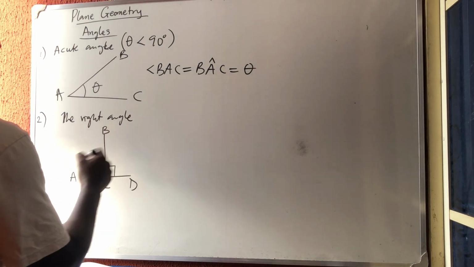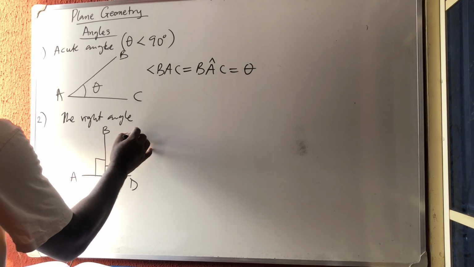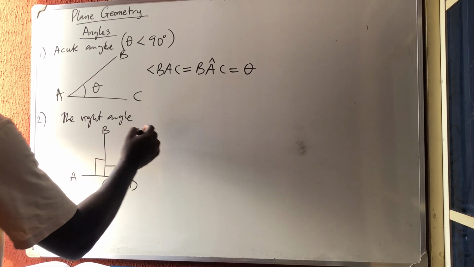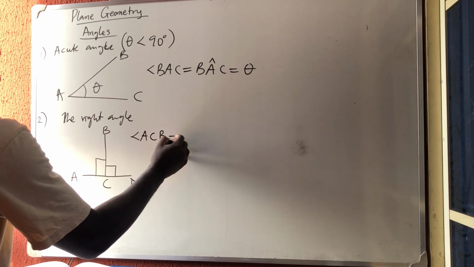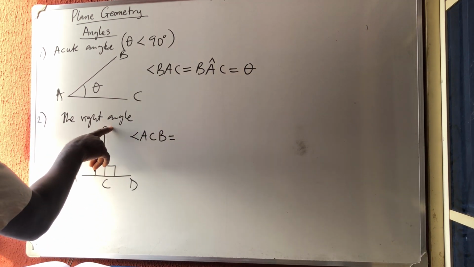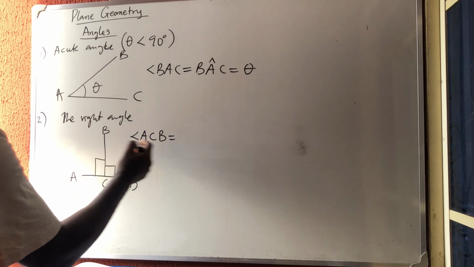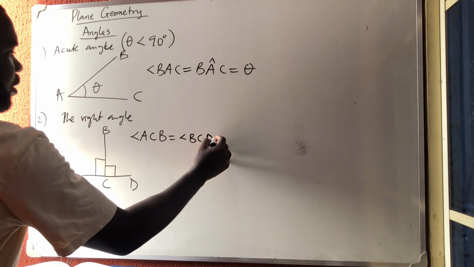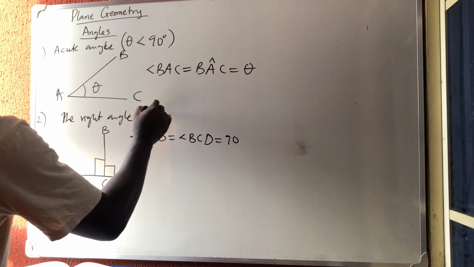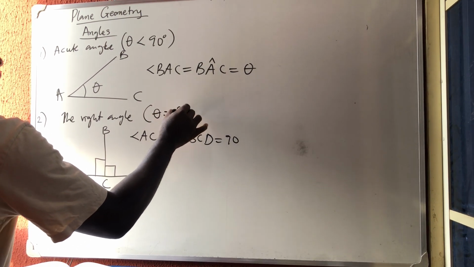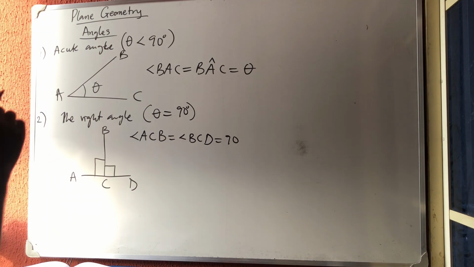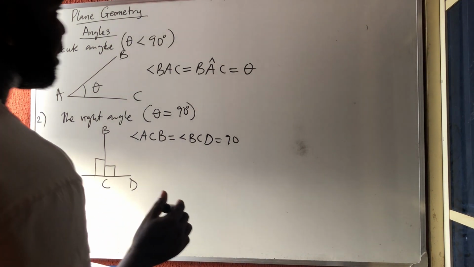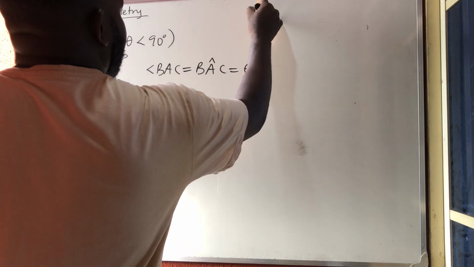For this angle, the left hand side, angle A, C, B, is equal to what? Angle B, C, D, which is this one. Angle B, C, D is equal to 90 degrees. So right angle means that theta is equal to 90. The first one we did is when it is less than 90, so this second one is equal to 90.